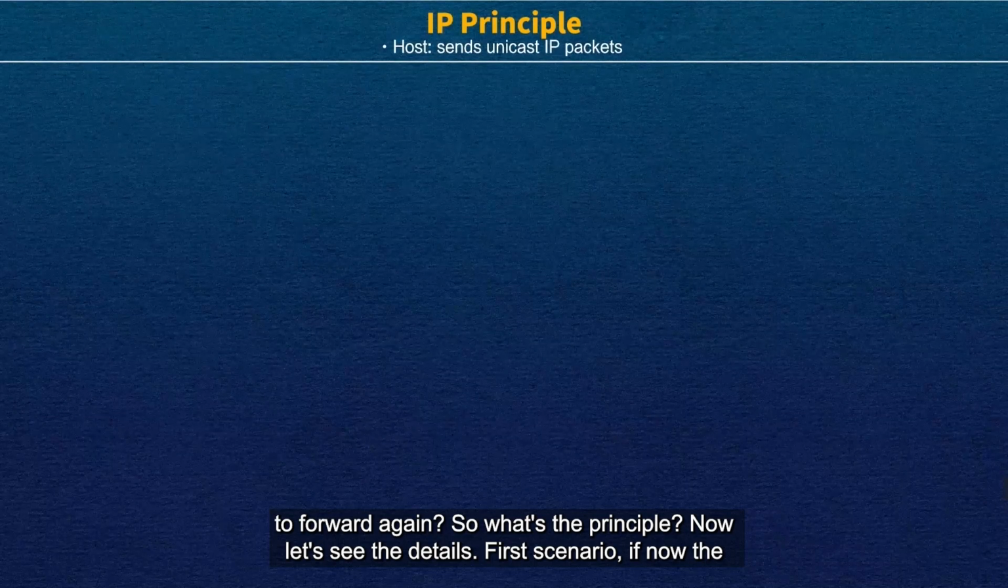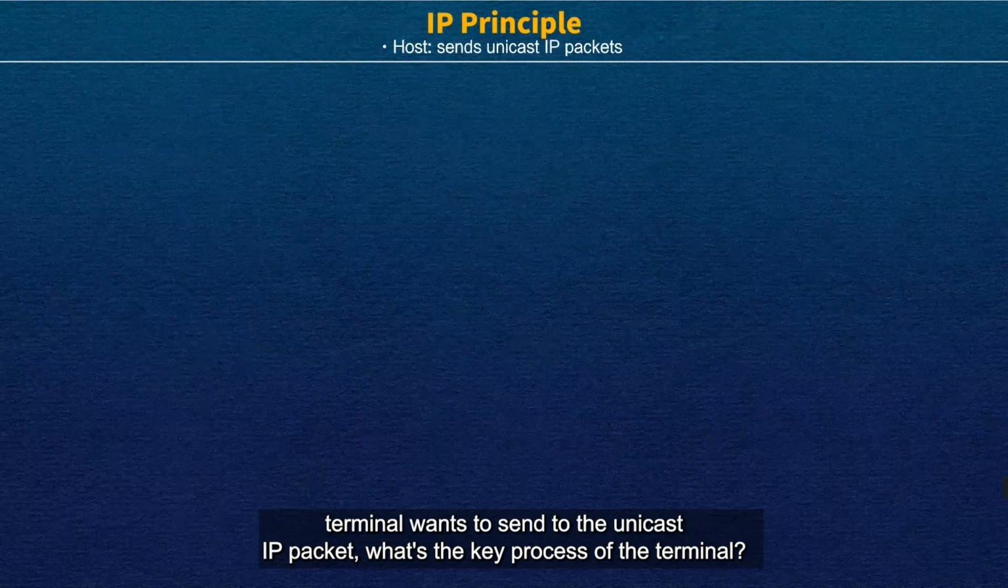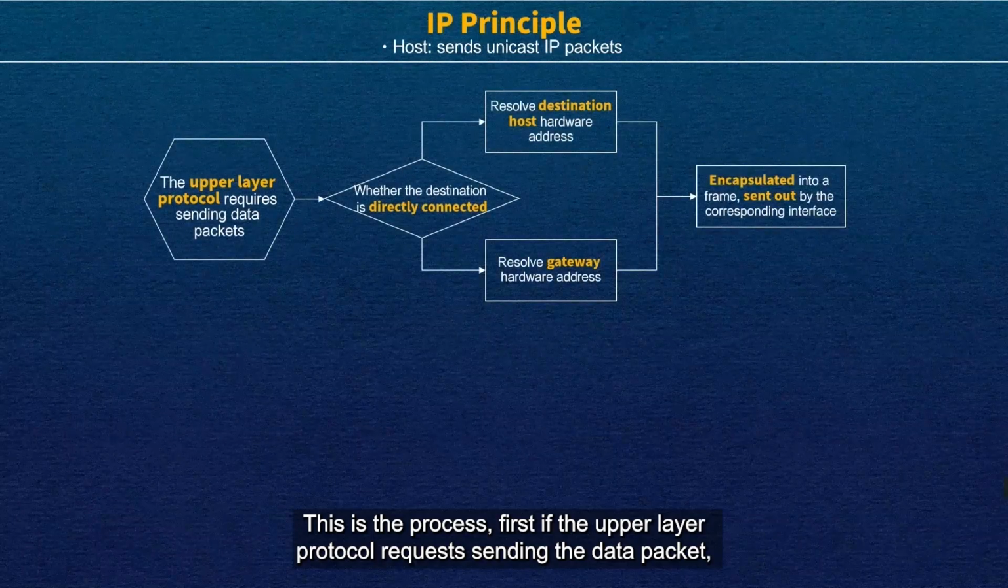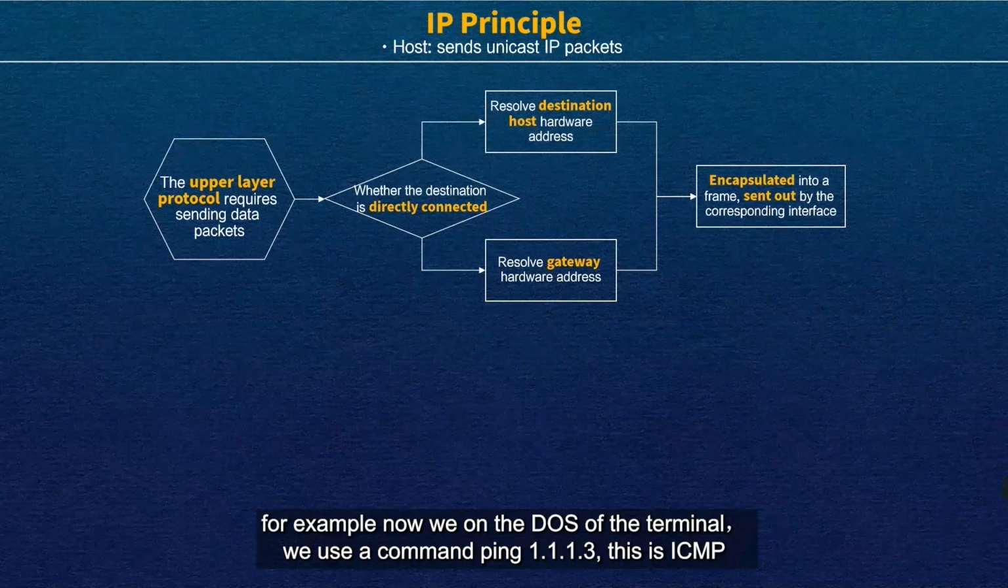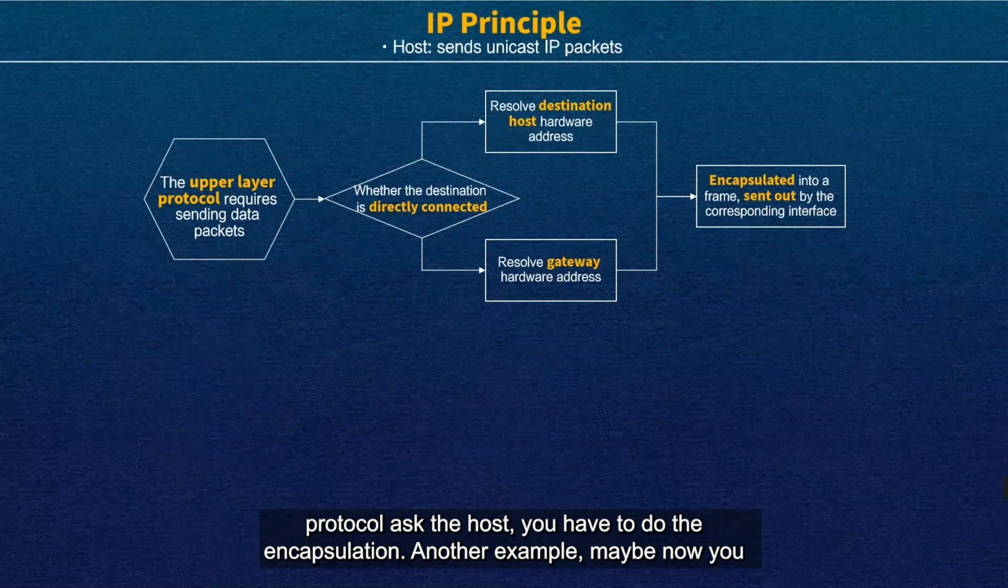First scenario, if now the terminal, the host wants to send unicast IP packets, what's the key process of the terminal? This is the process. First, the upper layer protocol requests sending the data packets. For example, now on the DOS of the terminal, we use the command ping 1.1.1.3. This is the ICMP protocol, which asks the host to do the encapsulation.